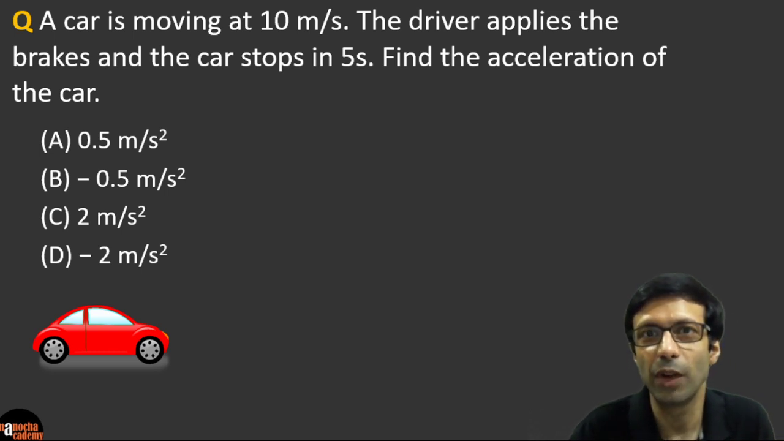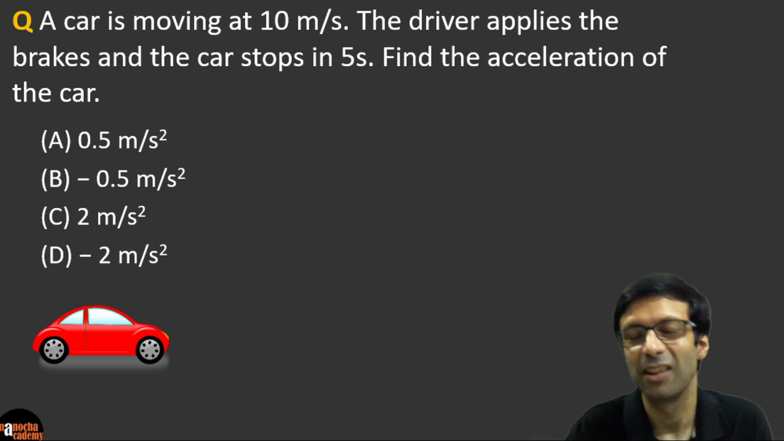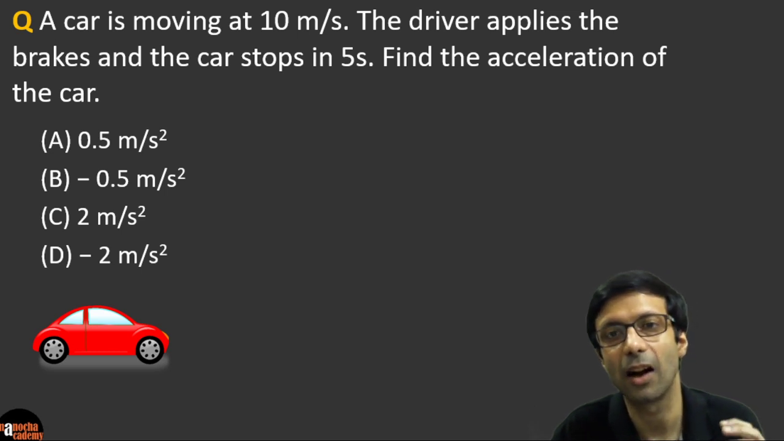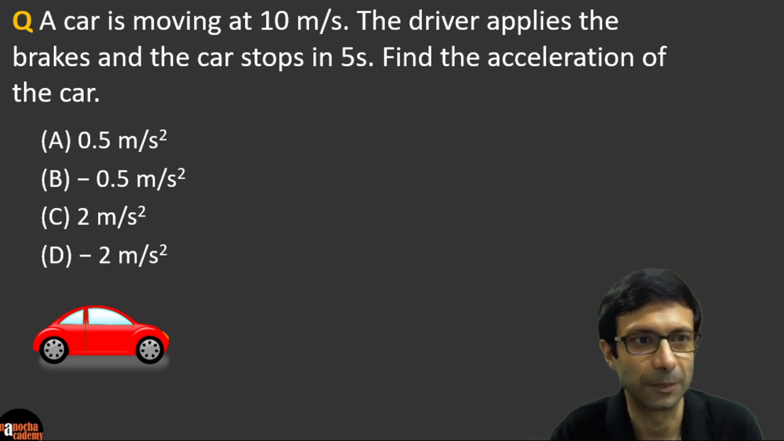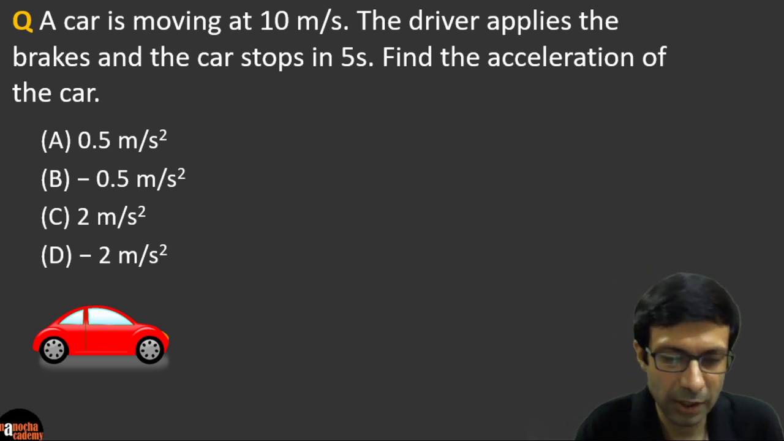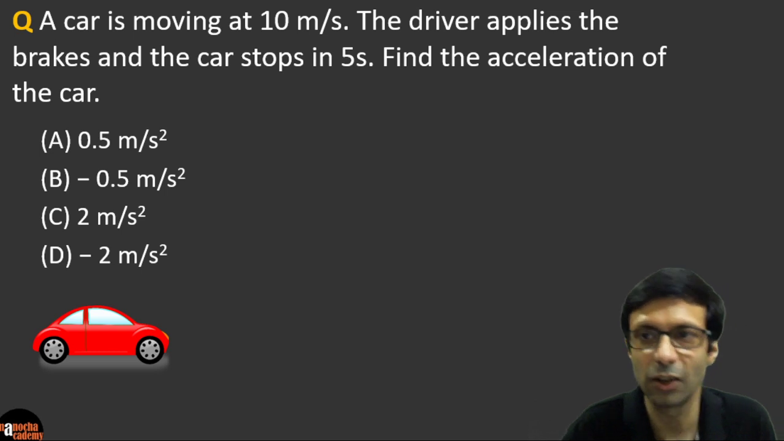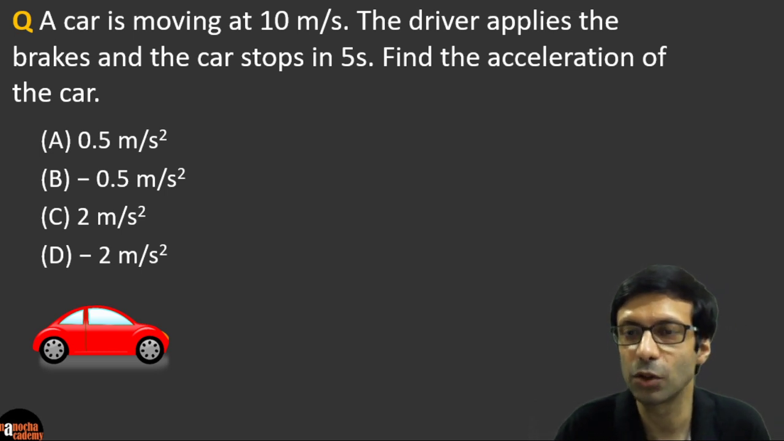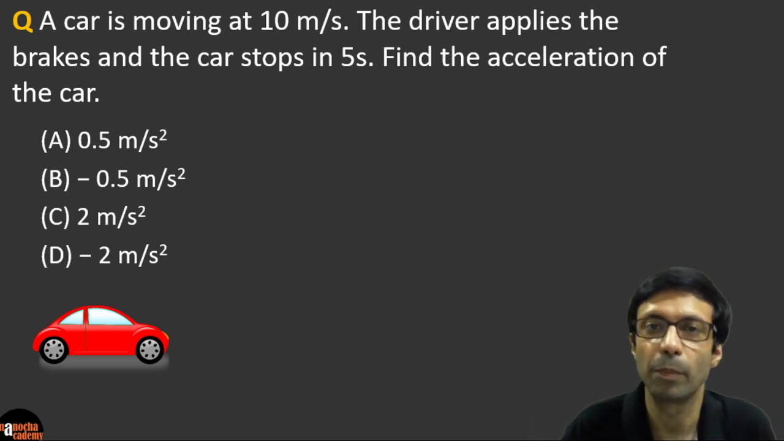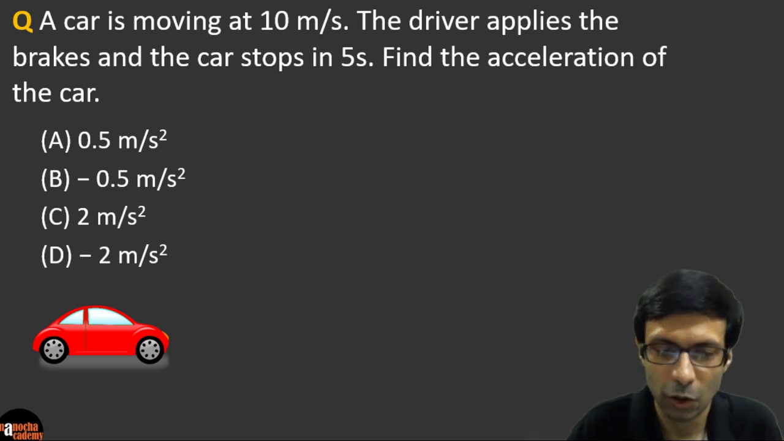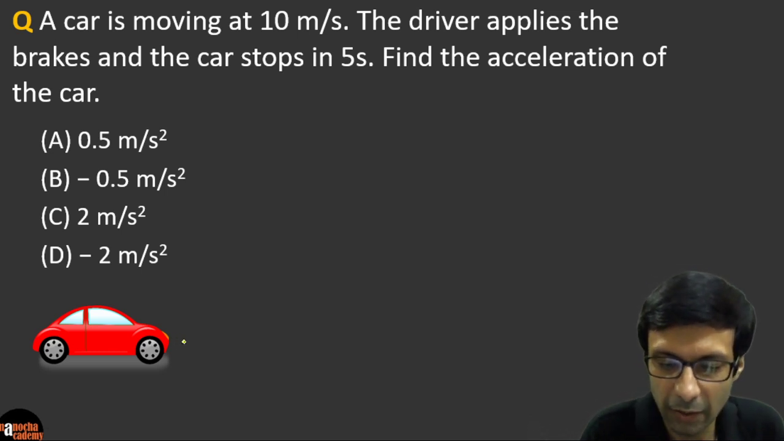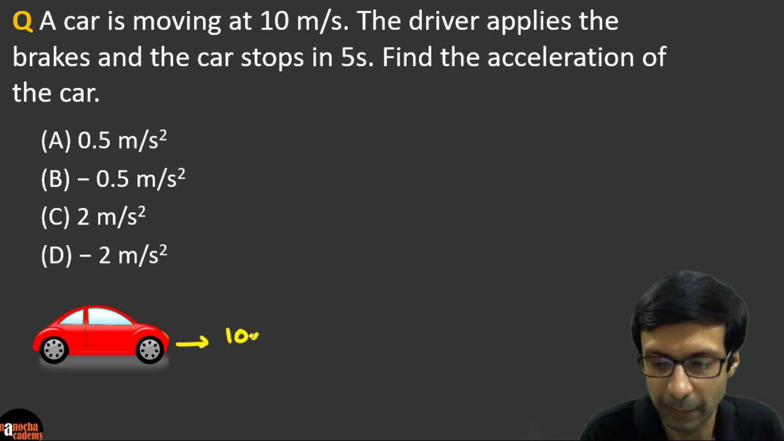A car is moving at 10 meters per second. The driver applies the brakes and the car stops in 5 seconds. Find the acceleration of the car. Okay, so this is again a question on acceleration. Good, we are getting some practice on acceleration sums here. So please try this question. So what does it say? The car is moving at 10 meters per second.